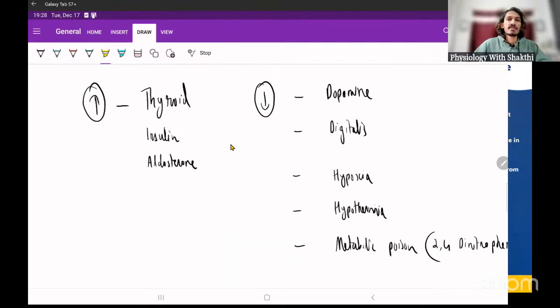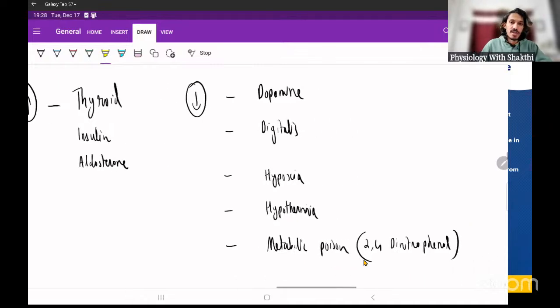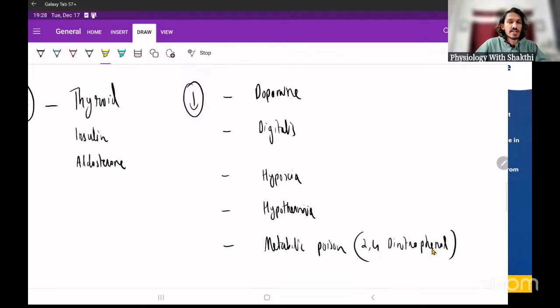On the other hand, dopamine and digitalis inhibit it. If there's hypoxia, hypothermia, or certain metabolic poisons like 2,4-dinitrophenol, they can inhibit and reduce the activity of sodium potassium ATPase. Now, this is something that can sometimes come as a question. Digitalis, its function of blocking sodium potassium ATPase.